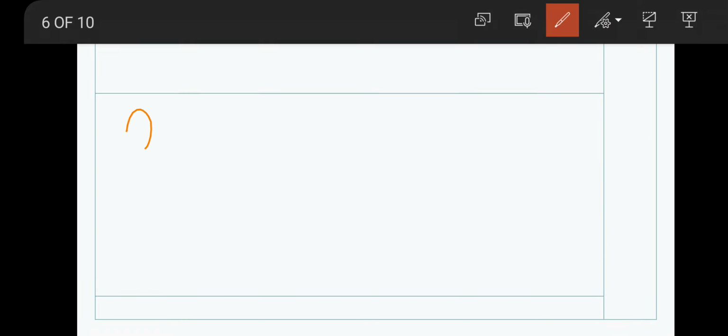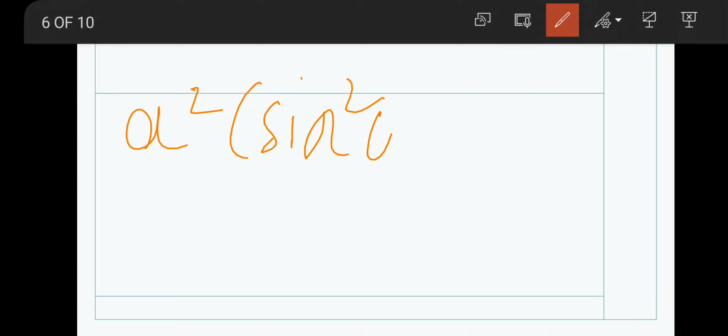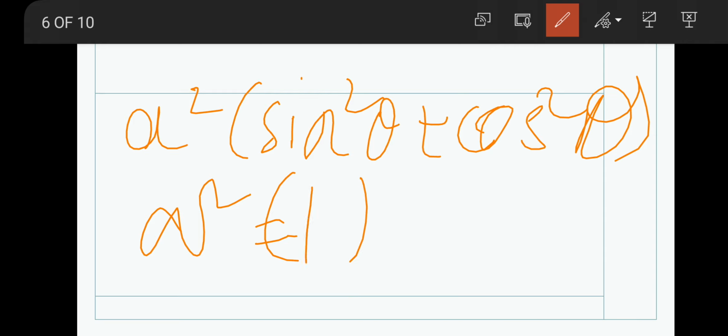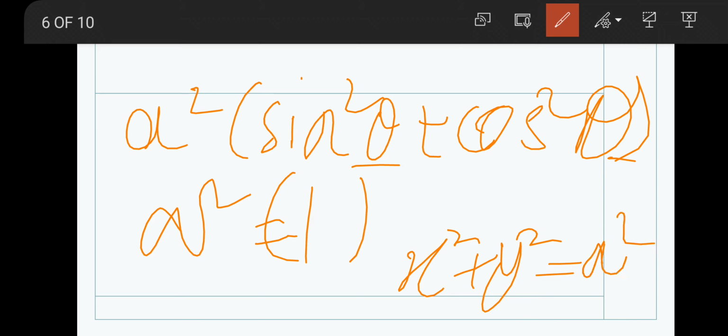So it becomes a square times sine square theta plus cos square theta. So it becomes a square into 1, since sine square theta plus cos square theta equals 1. So here I'm not involving this theta. Instead, can I say that x square plus y square equals a square?